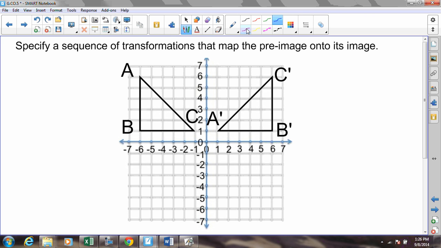Okay, we could do a reflection and then a rotation. A couple other people are motioning with their hands, so please tell me, what are you seeing?